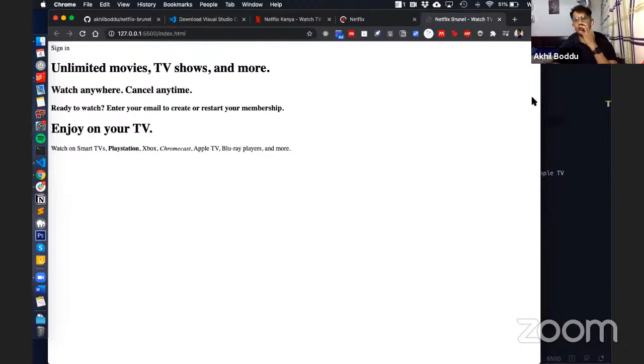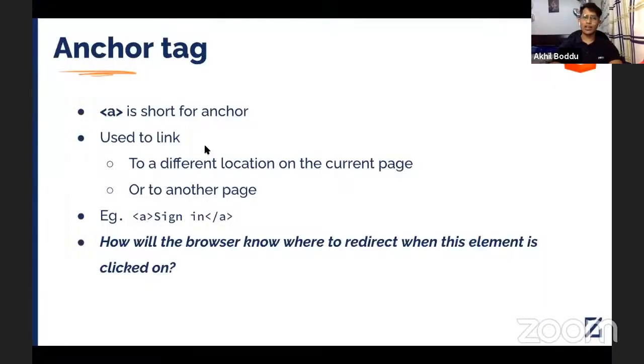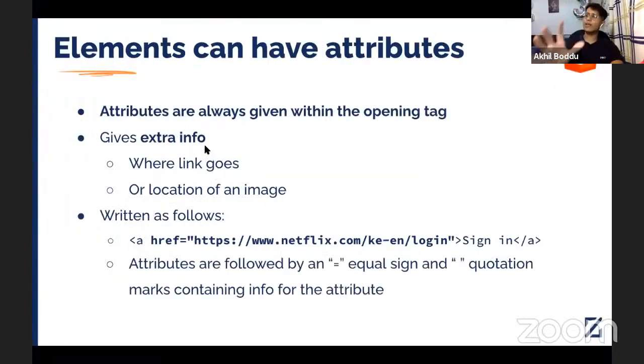But how do we do that, right? Looking at the elements, we have the opening tag, we have the closing tag, and that's the element. How would HTML know how to go to that particular page when this link is clicked on, right? There's no way to know. So that brings us to a new concept, which is called attributes, right? Every element can actually have attributes, okay? And attributes are normally given within the opening tag. So this is where any extra information goes, okay?